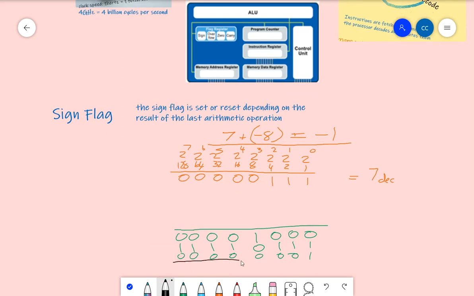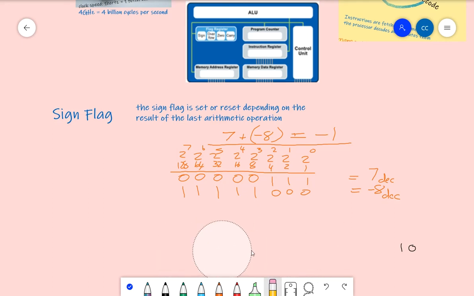So let's add these up. 1 and 1 is 2. 2 is written 1 0, so we put down the 0, carry 1. 1 and 1 is 2, put down the 0, carry the 1, put down the 0, carry the 1. 1 1 1 1 1. So -8, let's write that in. So it's 1 1 1 1 1 0 0 0, and that's the equivalent of -8 base 10. I'm just going to get rid of my workings there. Don't need them now.